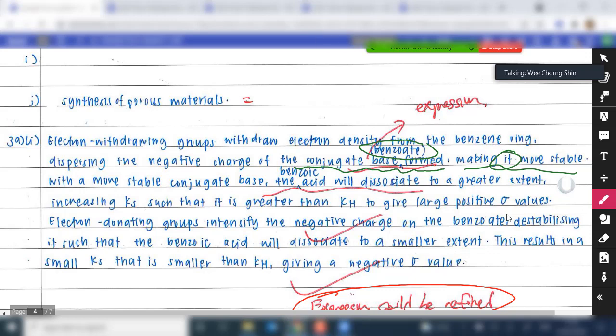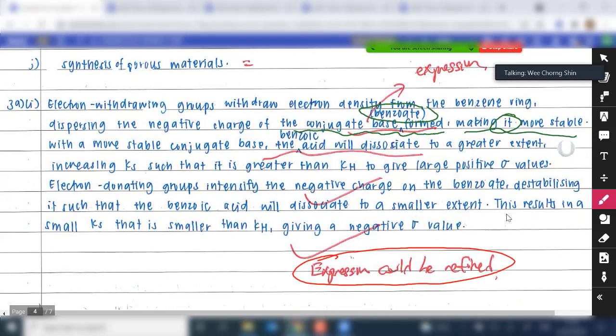With a more stable conjugate base, the benzoic acid will dissociate to a greater extent, so increasing Ka. Then the electron donating group intensifies the negative charge of the benzoate. So this portion is a bit problematic. Intensify the negative charge, okay, I mean, destabilize it.